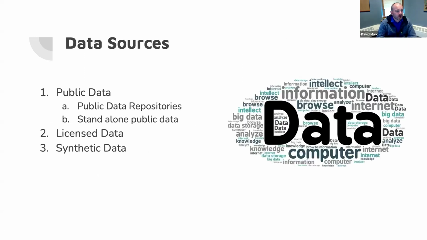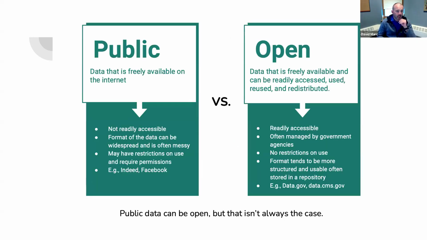There are several types of data sources that include public data, through public data repositories or standalone public data. There's also licensed data and synthetic data. I'll explain the distinction between these various types in the upcoming slides. So public data, what is public data? Public data is data that's freely available on the internet. Now, it might be freely available on the internet, but it may not be readily accessible.